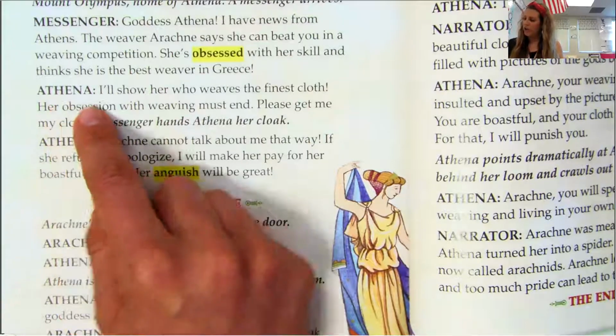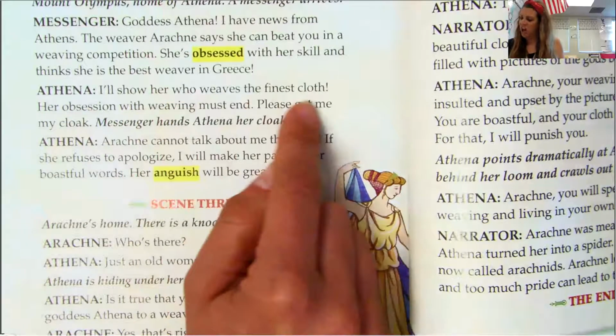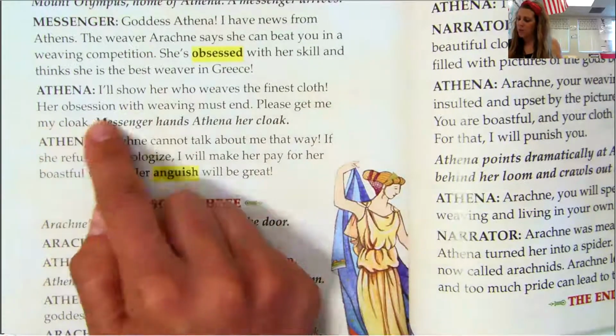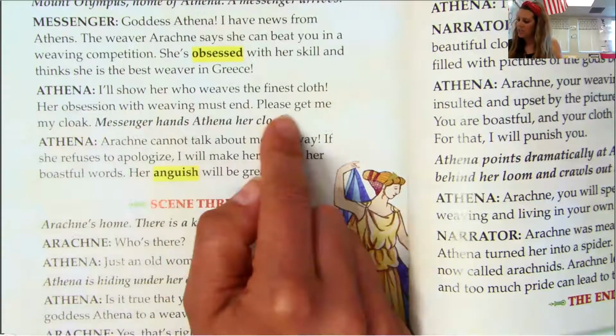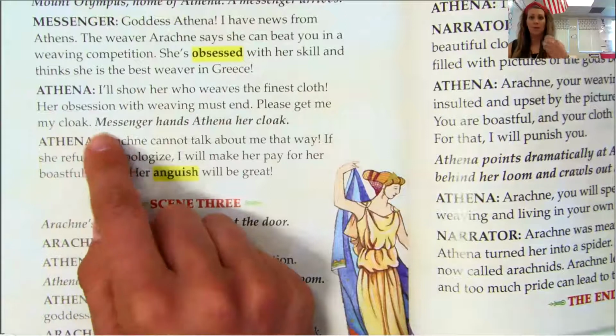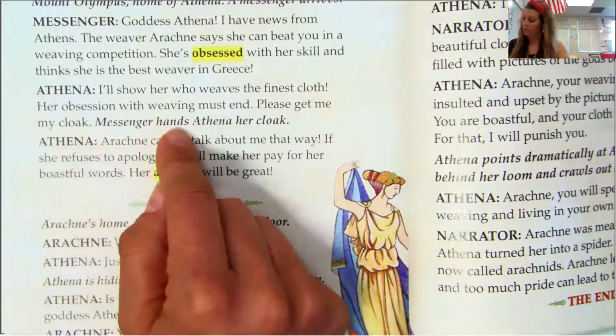I'll show her who weaves the finest cloth. Her obsession with weaving must end. Please get me my cloak. And then a messenger hands Athena her cloak. So here it is.